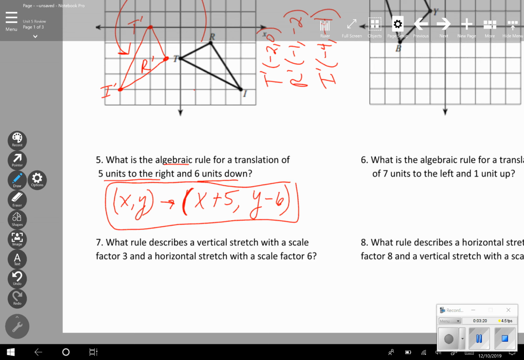Okay, what rule describes a vertical stretch with a scale factor of 3 and a horizontal stretch with a scale factor of 6? Think about it. Vertical is controlled by y, and horizontal is controlled by x. This is just like whenever you do the dilation rule. So we have our original x, y. A horizontal stretch with a scale factor of 6, so 6x. And then a vertical stretch with a scale factor of 3, so 3y. There you go. So that's the first page.